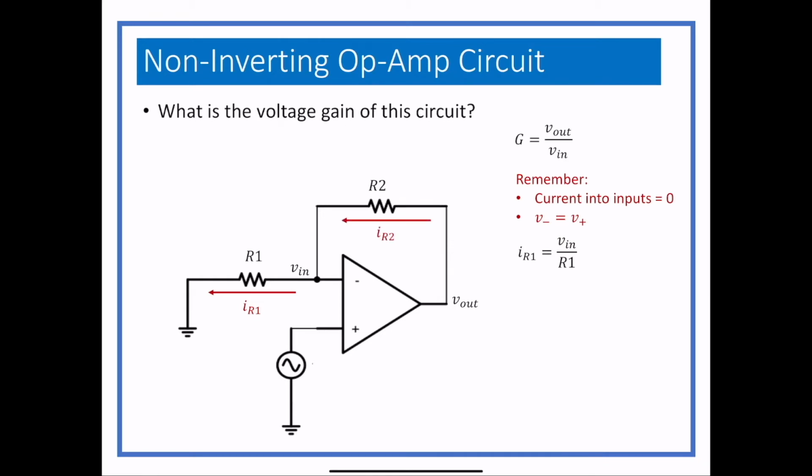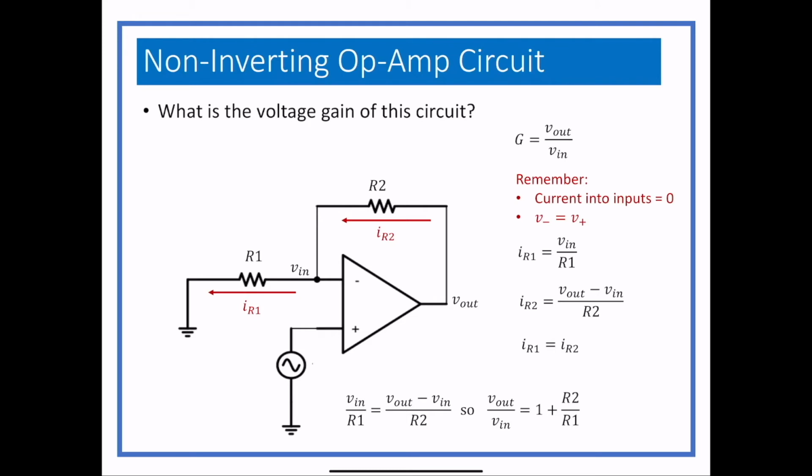And for R2, the voltage across R2 is now V out minus Vn. That's the biggest difference between those two circuits, is that IR2 is V out minus Vn over R2. But they're going in the same direction this time. So I can set them equal to each other and not put a negative sign in because they're both marked as going the same direction. So again, we can get Vn over R1 equals V out minus Vn over R2. And if we move that around, we get V out over Vn equals 1 plus R2 over R1.